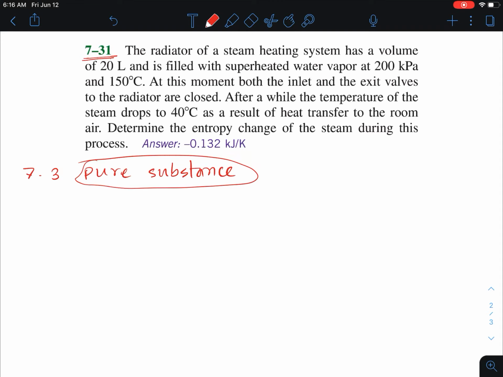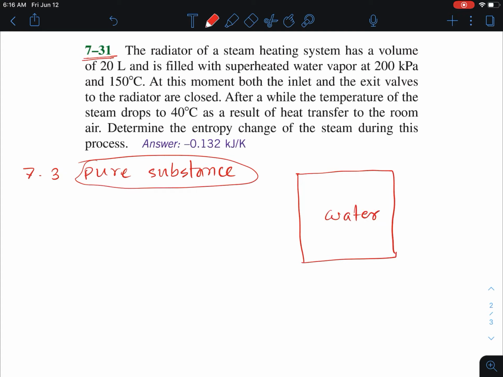It says that the radiator of a steam heating system has a volume of 20 liter. In this case, steam means the radiator is a closed system, and it is using water.